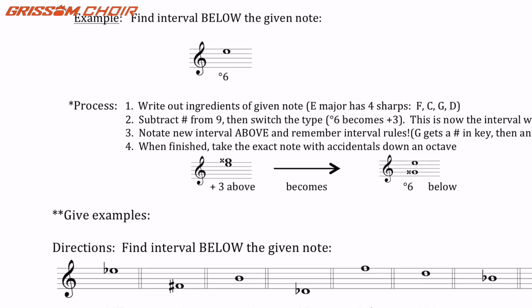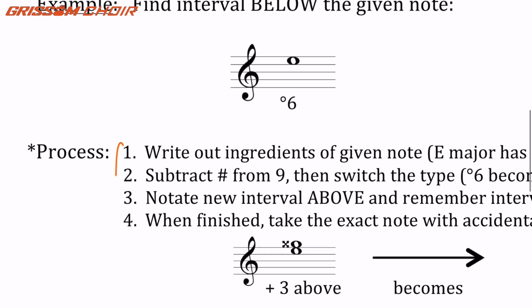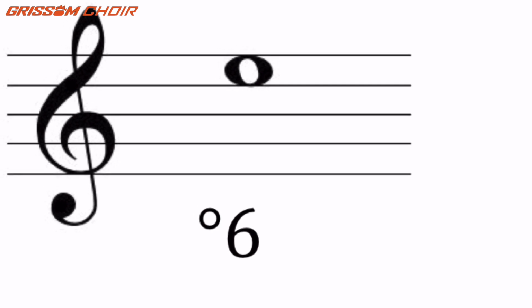All right, first example. We are asked to find the interval below the given note, the inversion of that note. I like to sometimes go out of order, but so long as you do all these steps, you are good. I like to find what note that is first. That note is on the fourth space of the treble clef, so that is an E. So we are trying to find a diminished sixth below E.